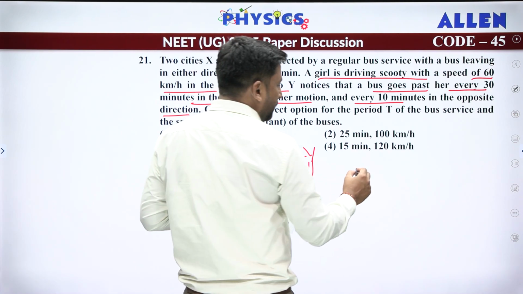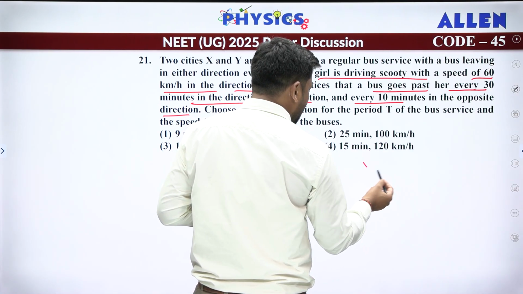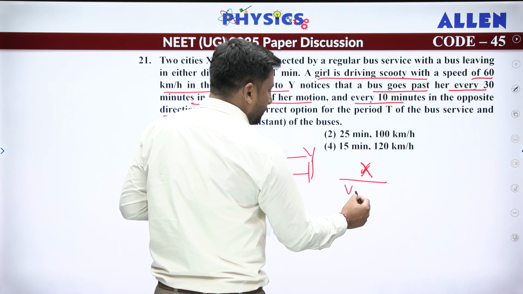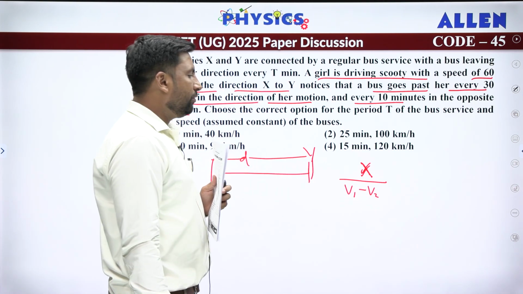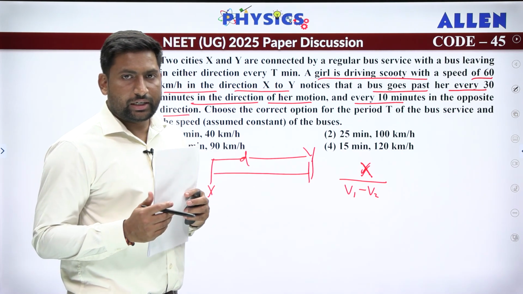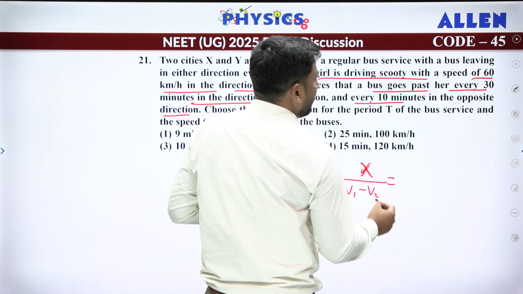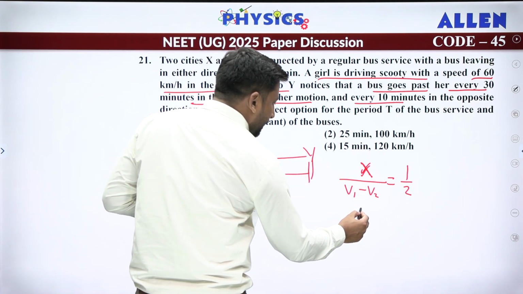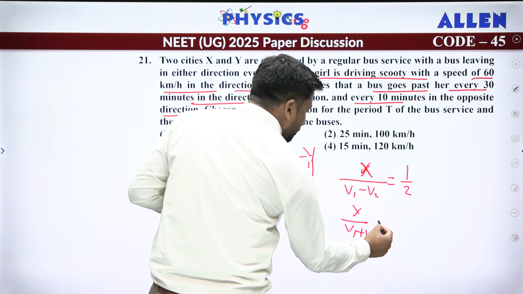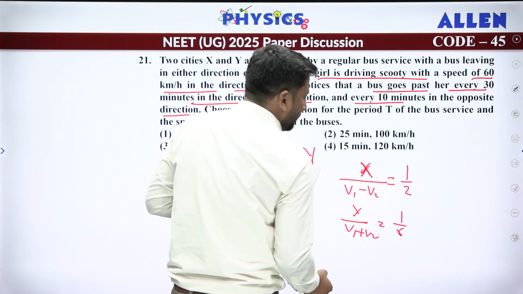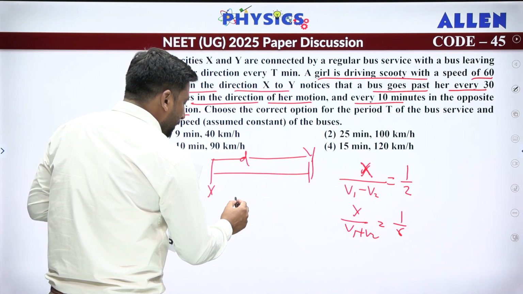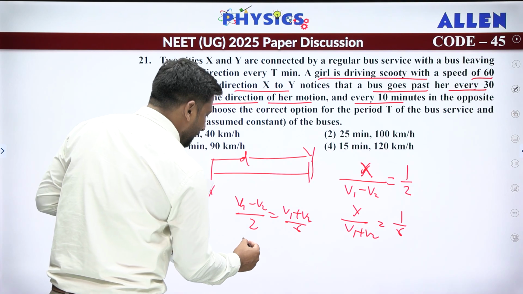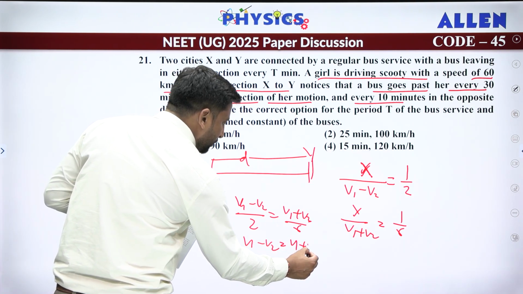So let's suppose some x is the separation between two buses. We can say the relative motion when going in the same direction is v1 minus v2, where v1 is the velocity of the bus. v1 minus v2 is the relative velocity when the bus is going in the direction of motion of the girl, and they are crossing in how much time? After 30 minutes, meaning 1 by 2 hour we can write here. Now when the bus is coming in the opposite direction, it is x divided by v1 plus v2. So 10 minutes it is crossing, so we can take 1 by 6. So from here we can say v1 minus v2 by 2 is the same as v1 plus v2 divided by 6. So we can say v1 minus v2 is equal to v1 plus v2 divided by 3.